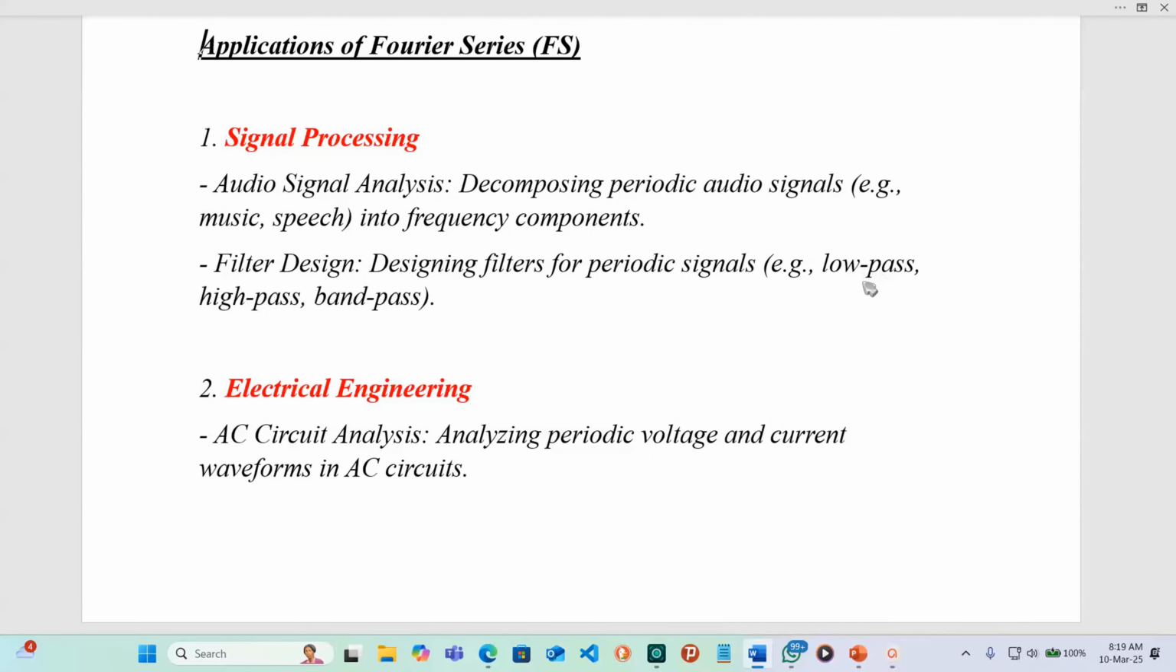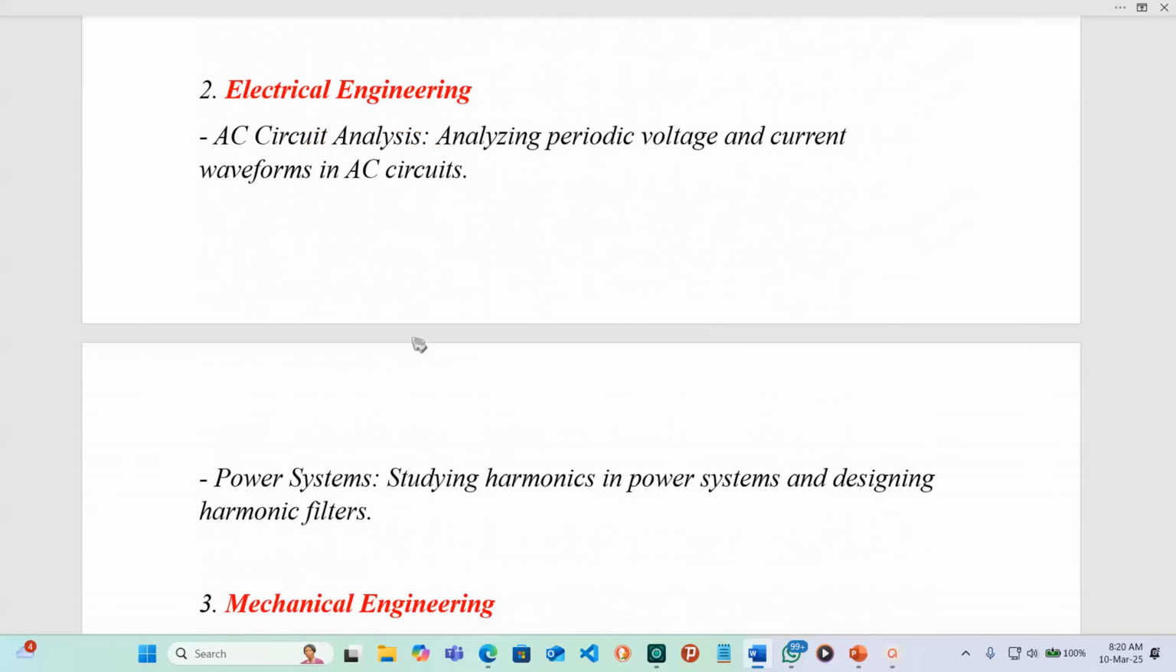Now let's look at the applications of a Fourier series. Signal processing is one area, whereby we have audio signal analysis, decomposing periodic audio signals, for example music and speech, into frequency components. Here, the mathematical tool that we use is the Fourier series. Then filter design. When you're designing filters for periodic signals, like low pass, high pass, and band pass filters, we use a Fourier series as the mathematical tool.